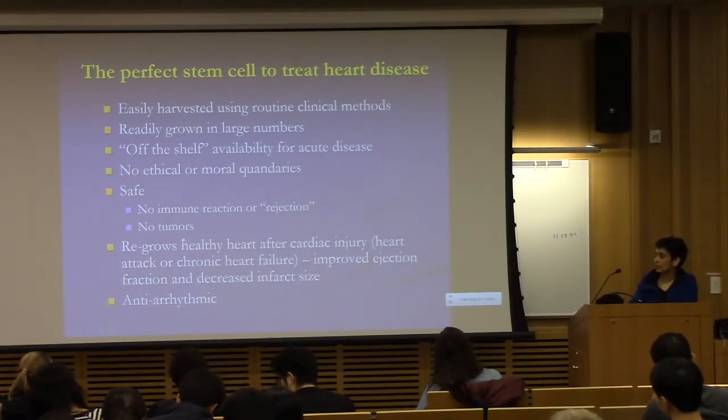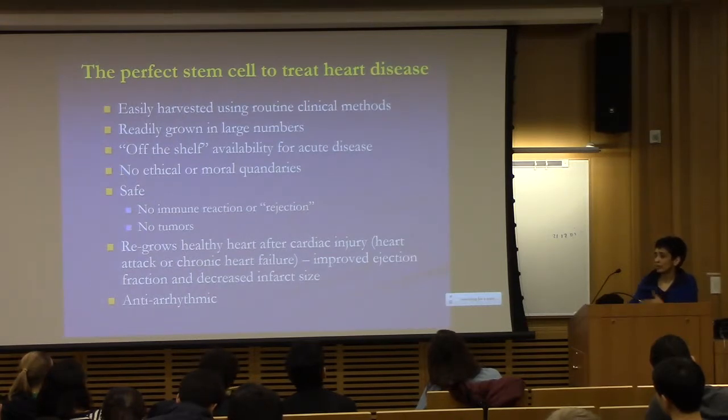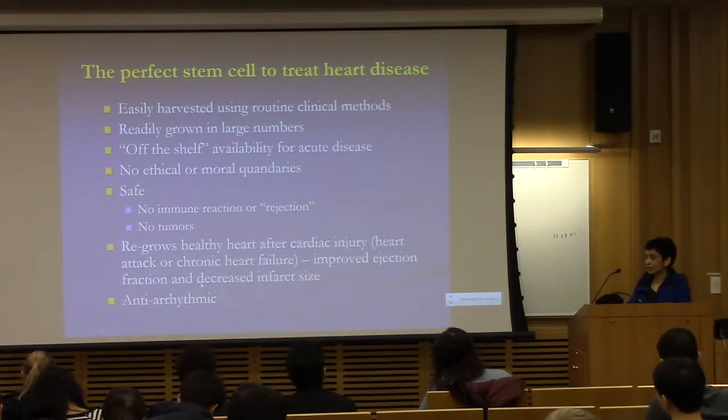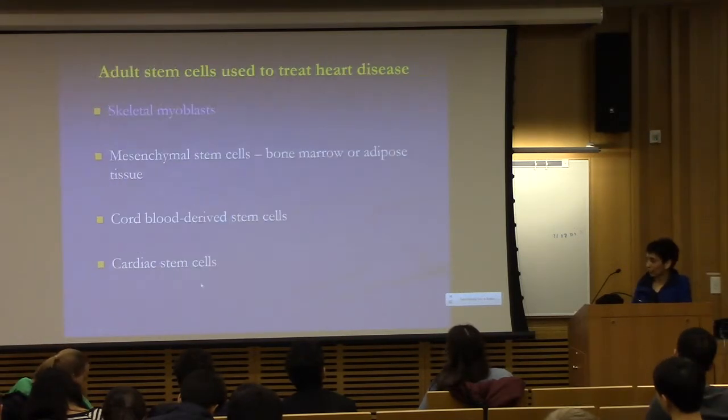And the most important goal is to regrow a healthy heart after cardiac injury, improve ejection fraction, and reduce the size of the infarct. Even if you have some improvement, if a patient starts having arrhythmias requiring defibrillator shocks, that's not going to help at all. You have to go back and ablate or burn the area that's causing the arrhythmias. So ideally, you want your transplanted cells to be anti-arrhythmic and not pro-arrhythmic.